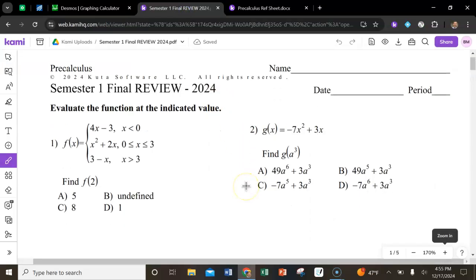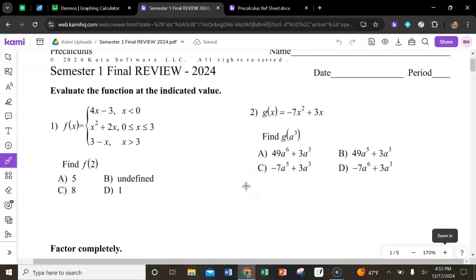I'll do a quick review over the semester one final. The first question: when you go to plug something into a piecewise function, you need to figure out which inequality that thing fits in. So if I'm going to plug in 2, 2 belongs between 0 and 3. So I would plug 2 into x squared plus 2x, and the answer to that would be 8.